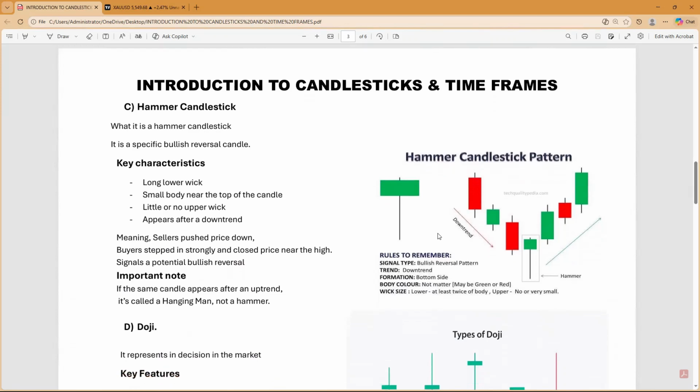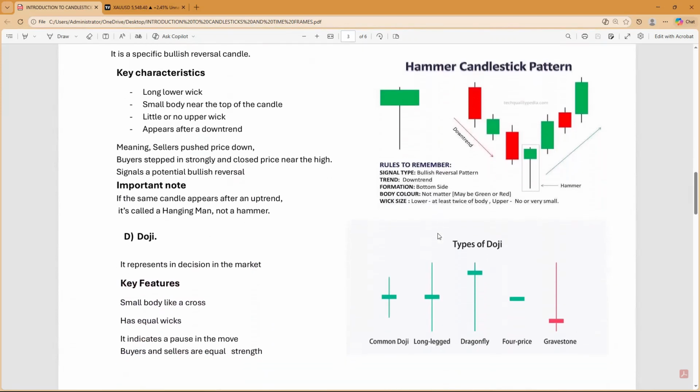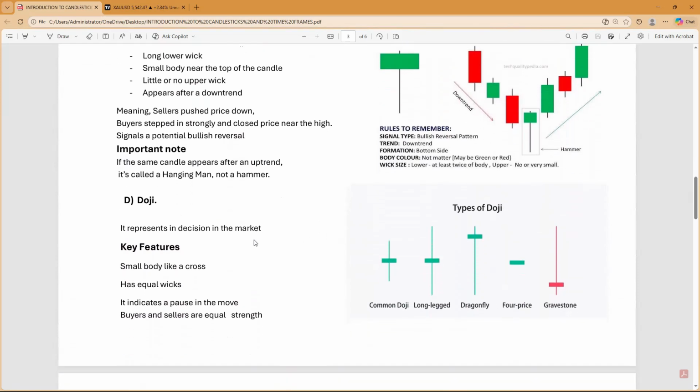Nice. And then in the single candle patterns, the last candle that I will talk about is the doji. It represents indecision in the market, or equal energy between the buyers and the sellers. Let's say you have somebody with equal energy and you try to push them against the wall, and you're just fighting in the middle. No one has more strength than the other. That's how I can describe the doji. It also has a small body like a cross, sometimes with equal wicks. It indicates a pause in the move.